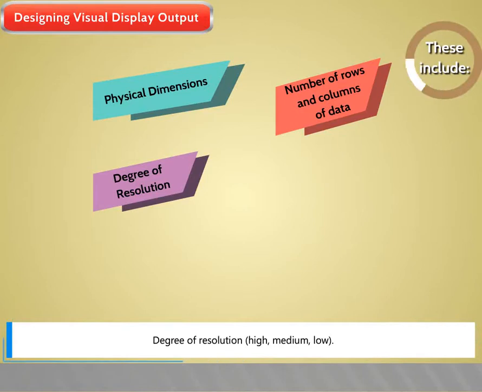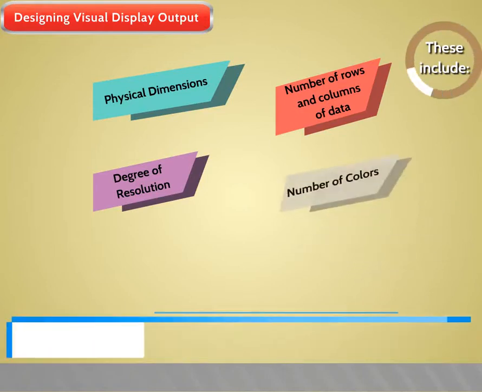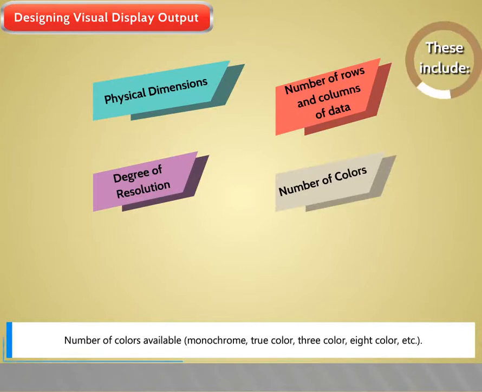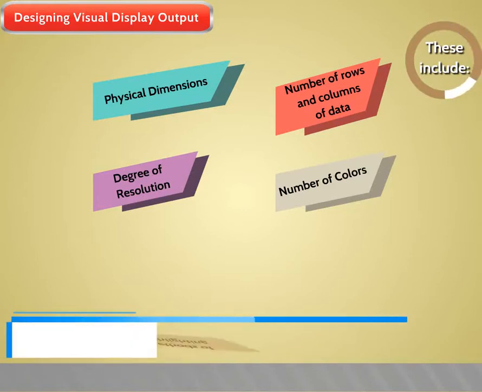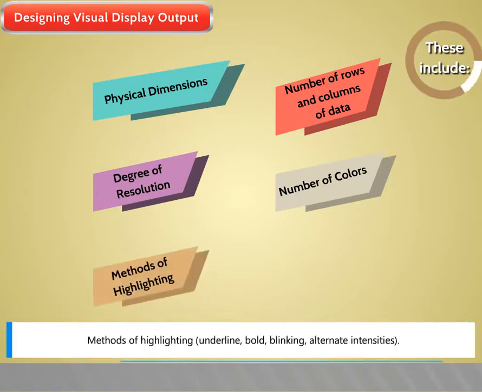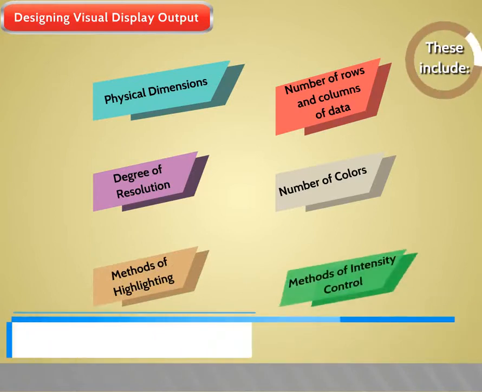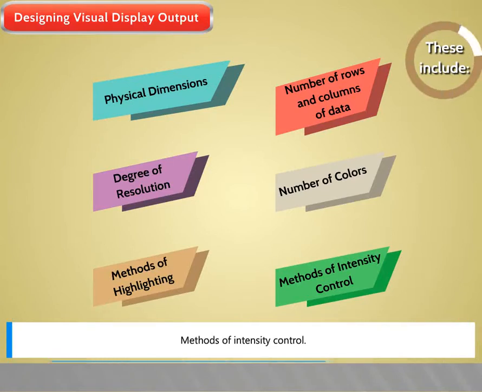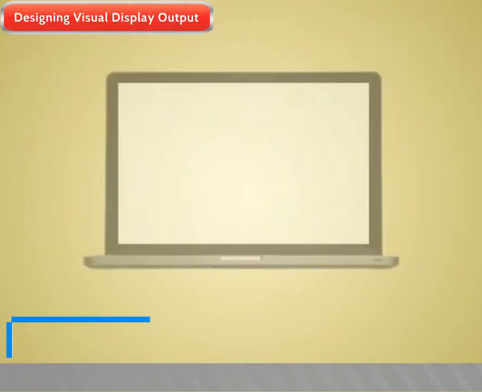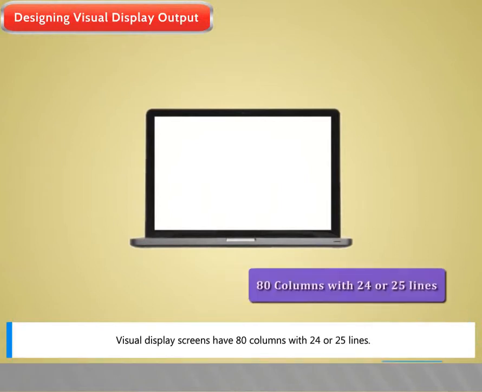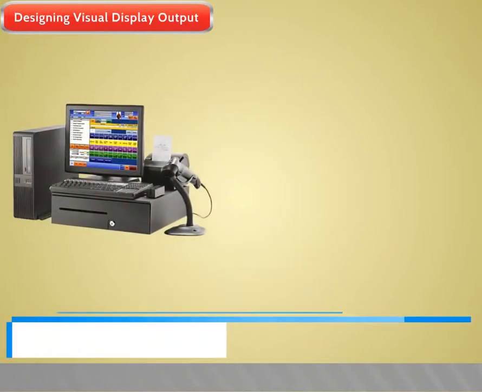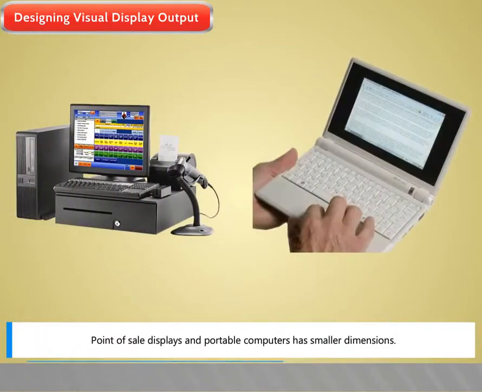degree of resolution: high, medium, low; number of colors available: monochrome, true color, 3 color, 8 color, etc.; methods of highlighting: underline, bold, blinking, alternate intensities; methods of intensity control. Visual display screens have 80 columns with 24 or 25 lines. Point of sale displays and portable computers have smaller dimensions.